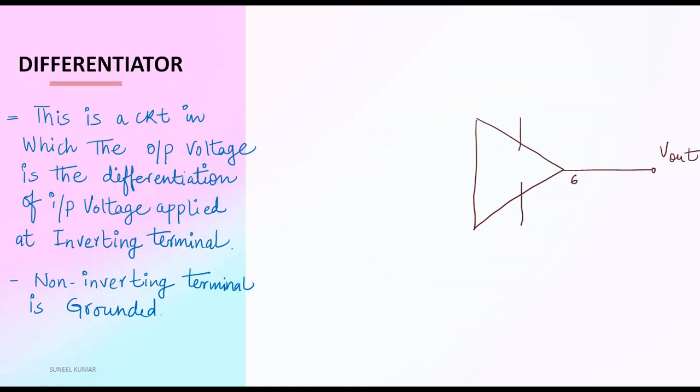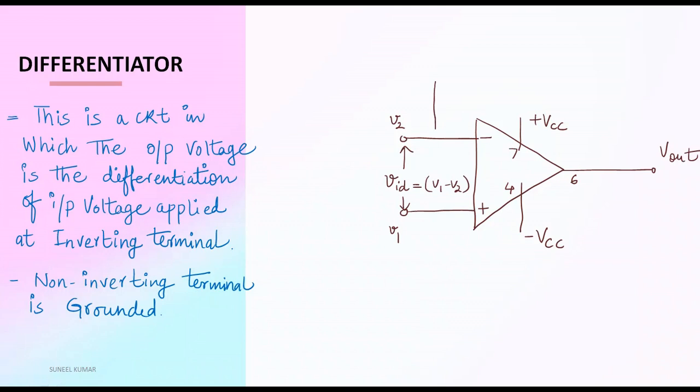We have two supplies here, one at pin 7 and another at pin number 4. This is plus VCC, and this is the negative supply, minus VCC. These are the DC power supplies. Here minus is the inverting terminal and this plus is the non-inverting terminal. These are the voltages: let's say this is V2, this one is V1, and VID is basically V1 minus V2.